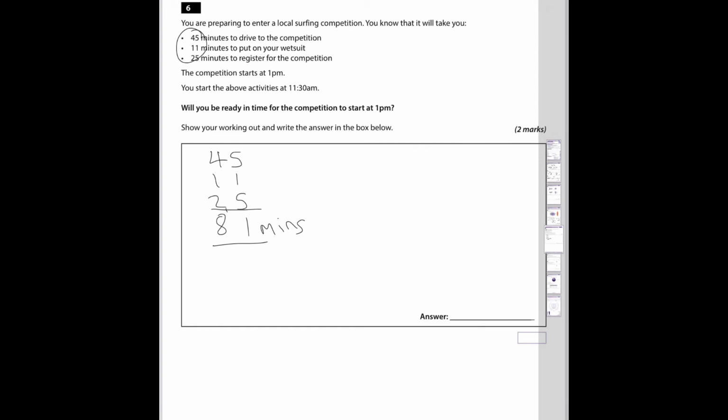So complete by 12:51. So yes, you will be there by 1 o'clock. So the answer is yes. So it says there you're complete by 12:51, so that's your justification for that answer.